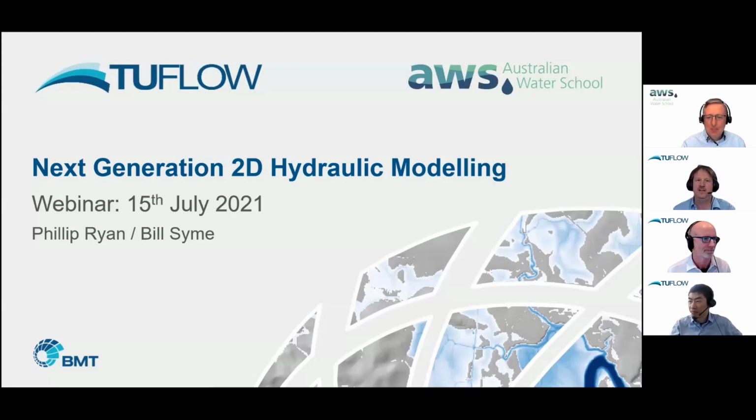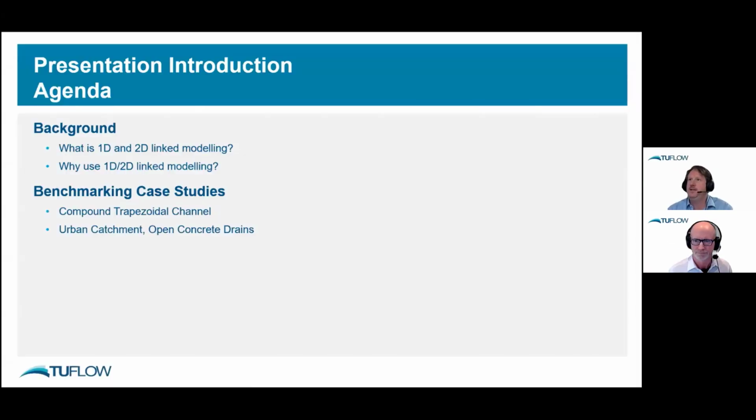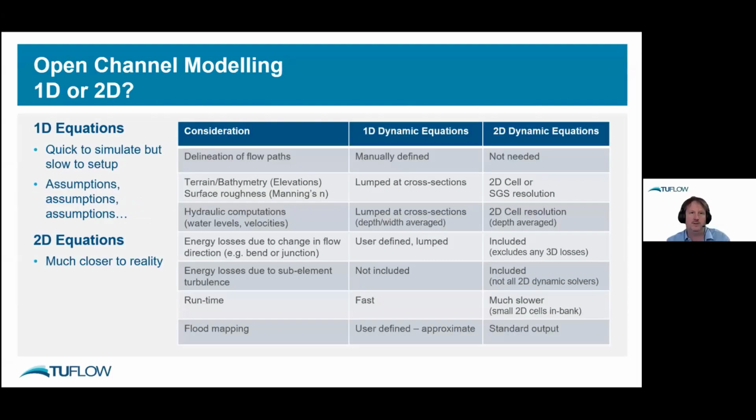Let's kick on then. Welcome aboard, everyone. Thanks for coming along. Quickly, the agenda of today, we'll have a little bit about 1D and 2D linked modelling and why we use it, and then we'll jump into some benchmark case studies. One being a hypothetical trapezoidal channel, and then we'll move into a real-world open urban catchment.